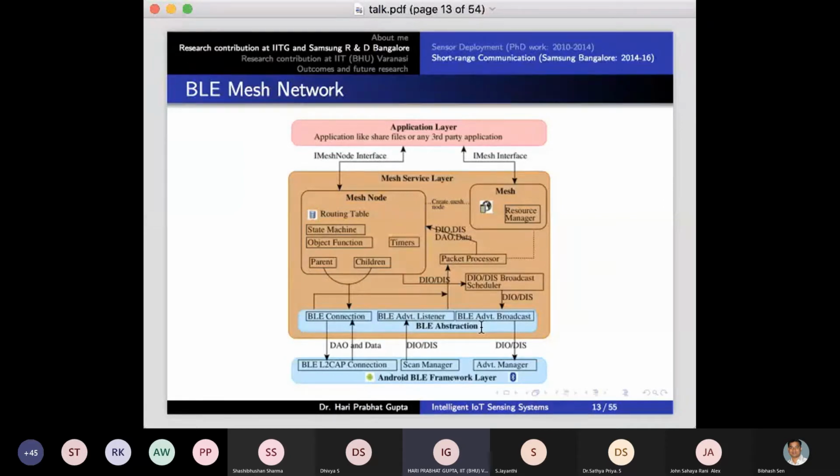This is the architecture. Here we use a 3-layer architecture. The blue color indicates the Android BLE default Bluetooth framework, where we have not done anything. This is already available in Bluetooth. If we open the protocol stack of Android BLE, we can find connections, scan manager, and advertiser manager. All these packets are already there. And the application layer is your application. If you use WhatsApp, that is your application. If you use a game, then the game is your application.